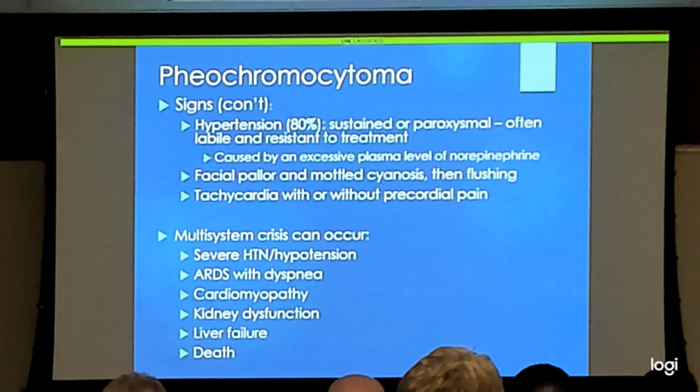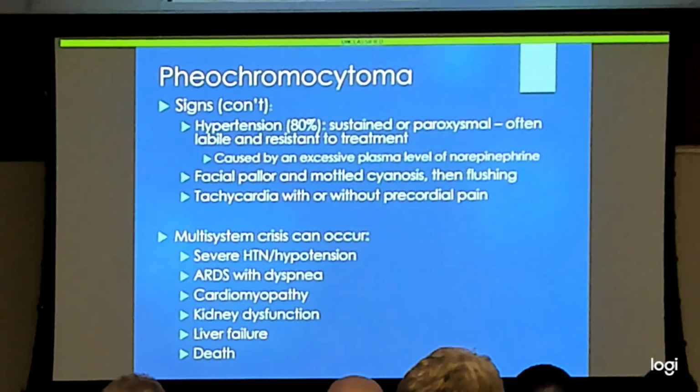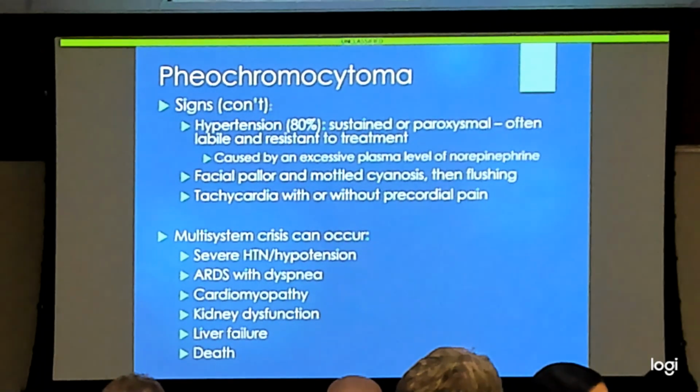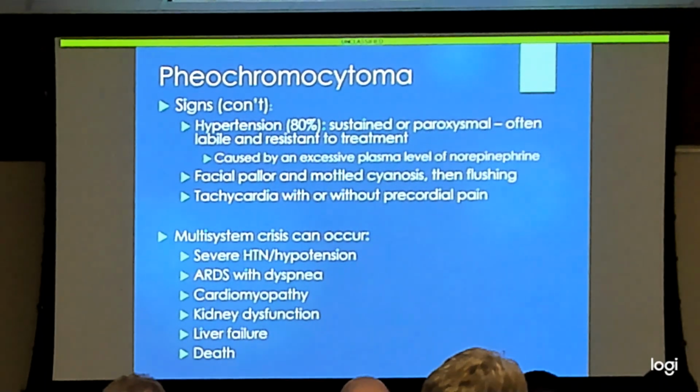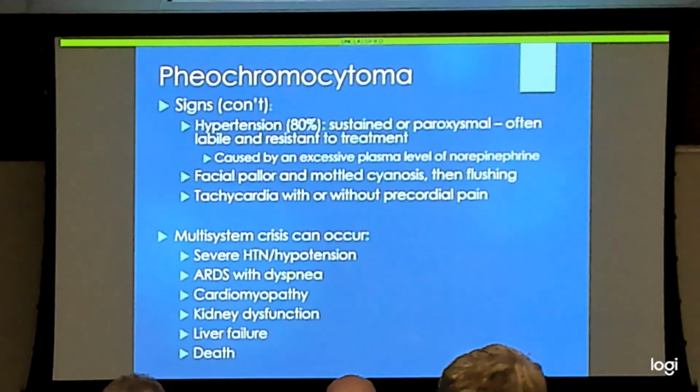But anyway, that's what Raynaud looks like. It's basically epinephrine rush, what this does to your body as you're going through the process. So facial pallor, mottled cyanosis, and then when you go normal again, you flush. It's all red. Tachycardia with or without precordial pain, I can imagine it would hurt. And then this is all the stuff that can kill you. Multi-system crisis, it's just going downhill, circling the drain. So I'll show you how to not let the patient circle the drain.